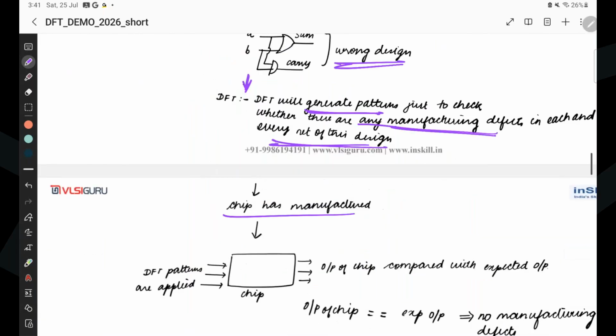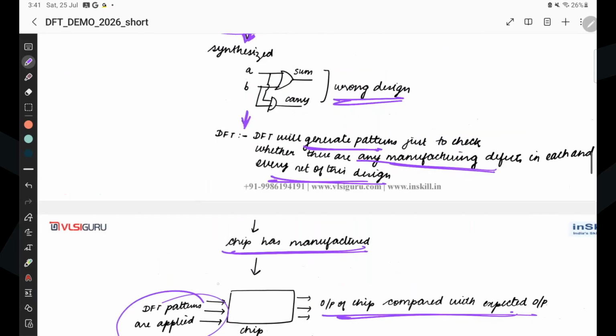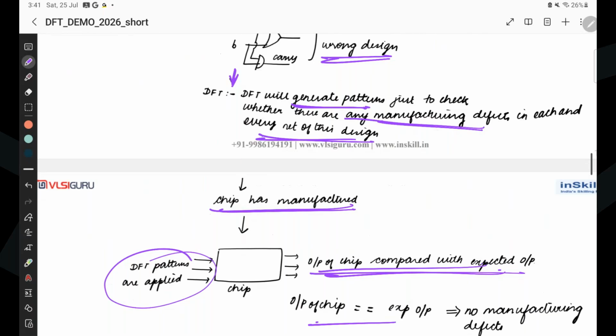Now the chip has been manufactured, so DFT patterns are applied onto the chip, and then the output of the chip is compared with the expected output. Now the output of the chip is equal to the expected output, which means that there are no manufacturing defects. But whether this circuit will function like a half adder or not in this particular situation?